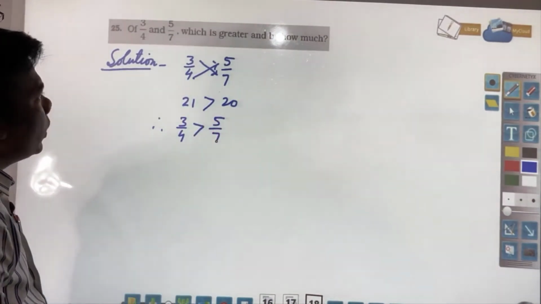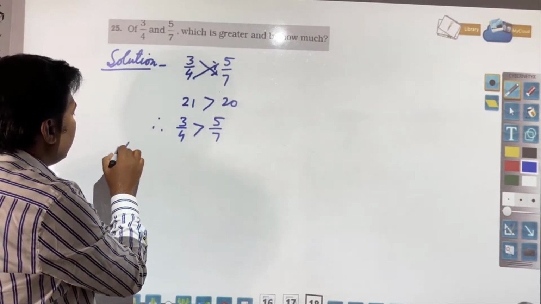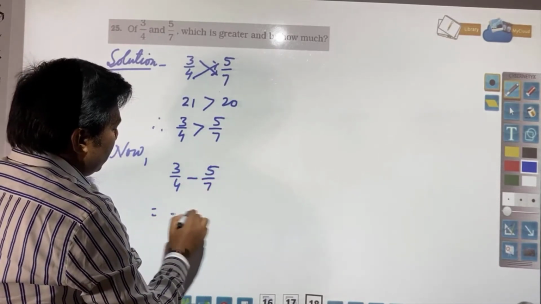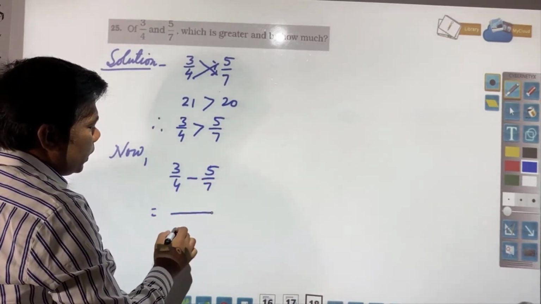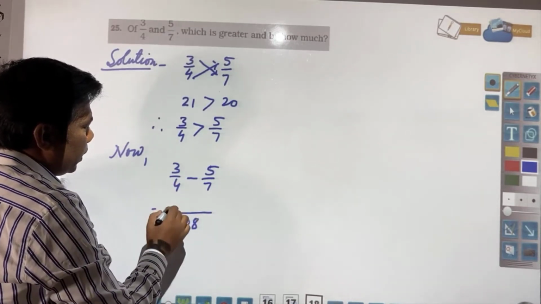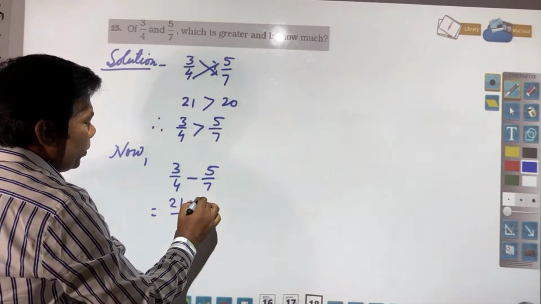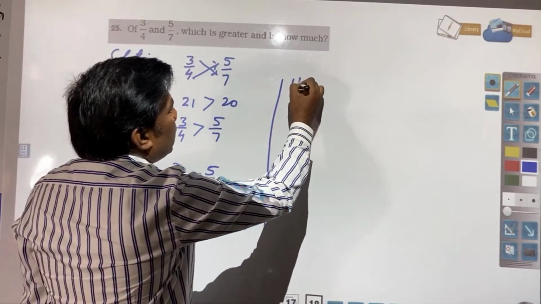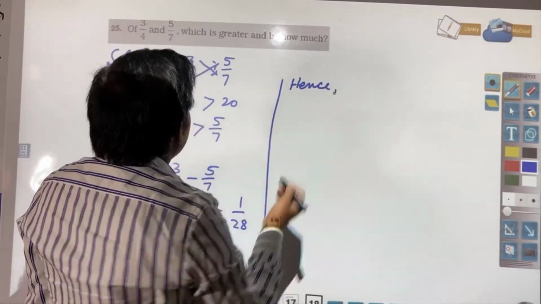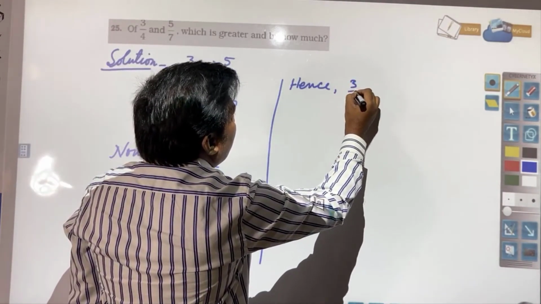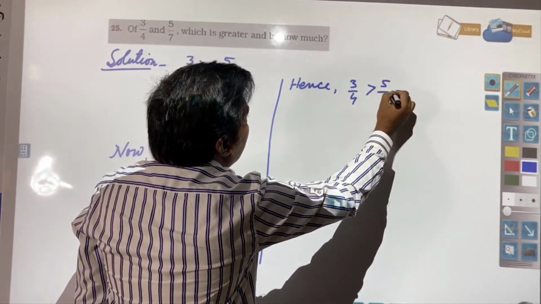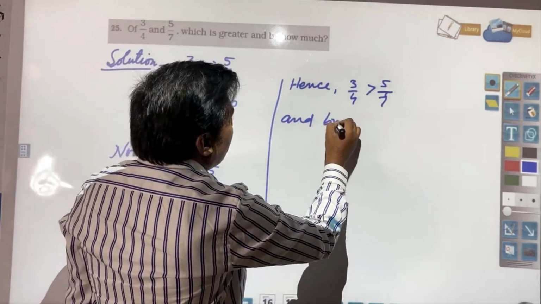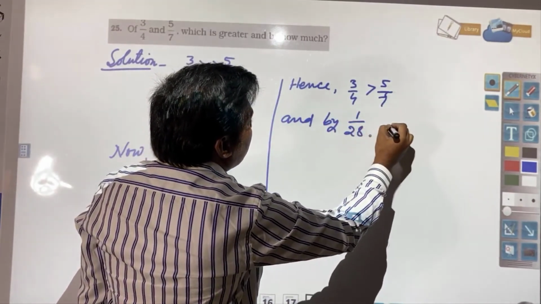Now, you need to subtract this. So what will you do? 3 by 4 minus 5 by 7 will be 4 7s are 28. 7 3s are 21 minus 4 5s are 20. So you will get 1 by 28. So how do you write your answer? Hence, which is greater? 3 by 4 is greater than 5 by 7, and by how much? By 1 by 28. And this will be your answer.